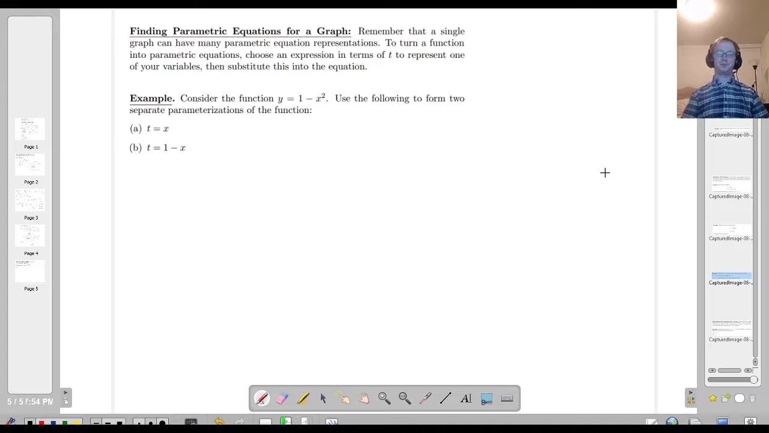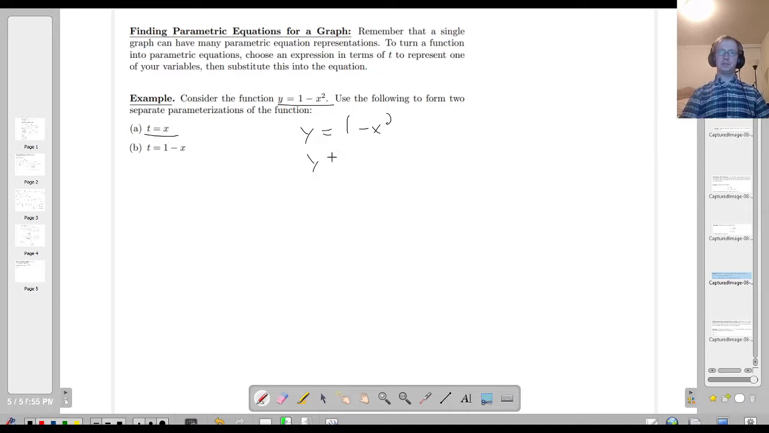variable. So let's go ahead and try out this function here, y equals 1 minus x squared, and we're going to do two different parameterizations. If you remember back at the beginning of the section, we were talking about the path of that baseball. We had two different parametric functions that traced the same curve, so let's come up with two of our own. In part A, we're going to use the parameterization where t equals x. Okay, so in other words, if I'm going to use this equation, instead of writing x, I'm going to replace what that is in terms of t.